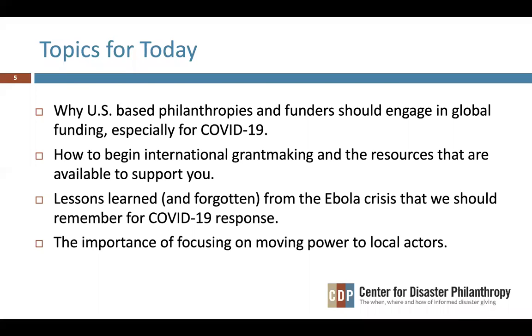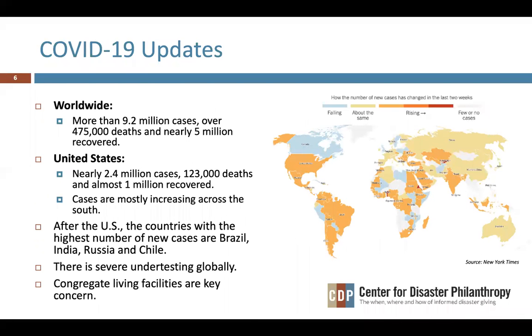To put some context around where we are this day in time, we wanted to highlight a few key issues and statistics. Worldwide, there have been more than 9.2 million cases and over 475,000 deaths, and nearly 5 million people have recovered. In the United States, we've had nearly 2.4 million cases, 123,000 deaths, and almost 1 million have recovered. After the United States, the countries with the highest numbers of new cases are Brazil, India, Russia, and Chile.